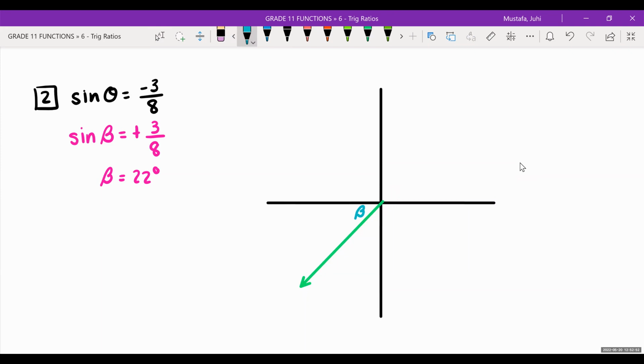Okay, so the question says, figure out what theta is. Let's go ahead and do that first. There's only one theta, so we're not going to call it theta 1 or theta 2. It's just going to be theta is equal to 180 plus 22. And so therefore, theta is going to be equal to 202 degrees.